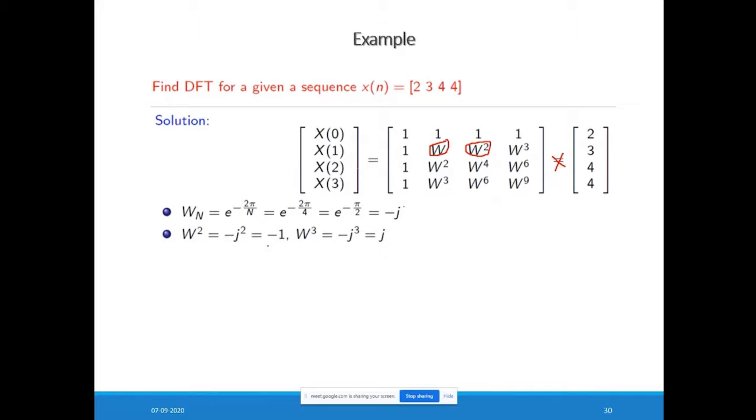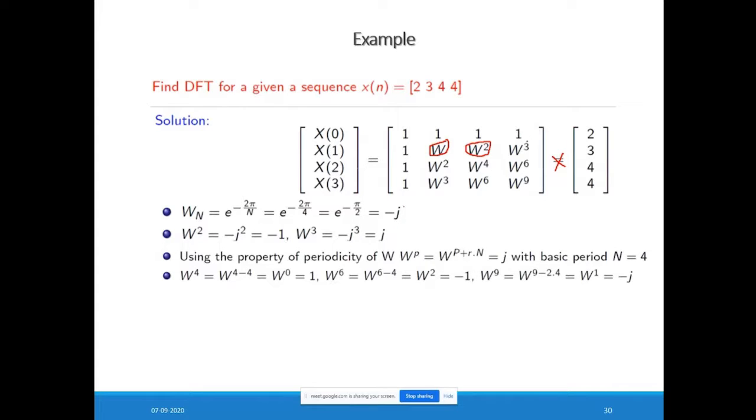J square means minus 1, so that is equal to minus 1. Sign is minus. Third one is omega 3. Omega 3 is minus j raised to 3. So here j raised to 3 represents minus j. Minus j into minus, that represents plus j.